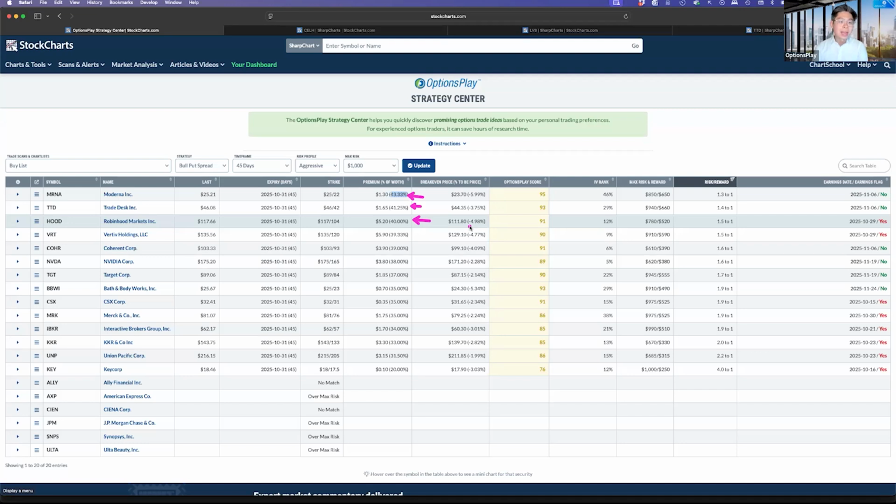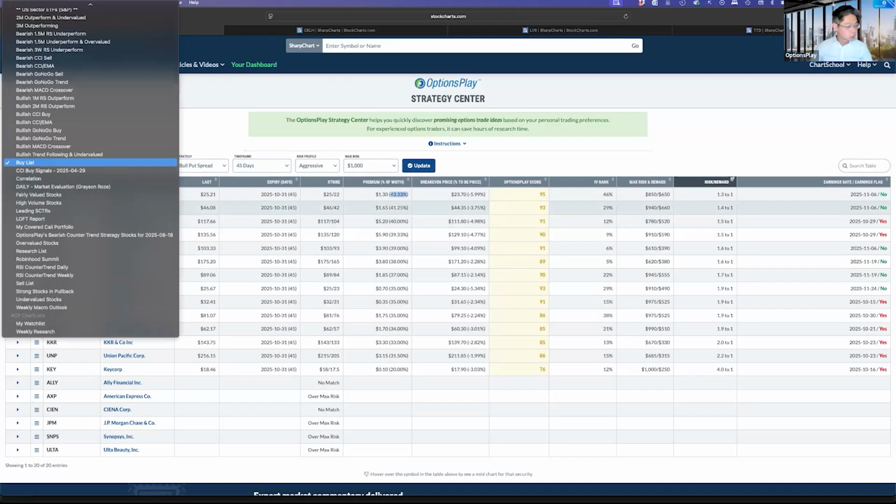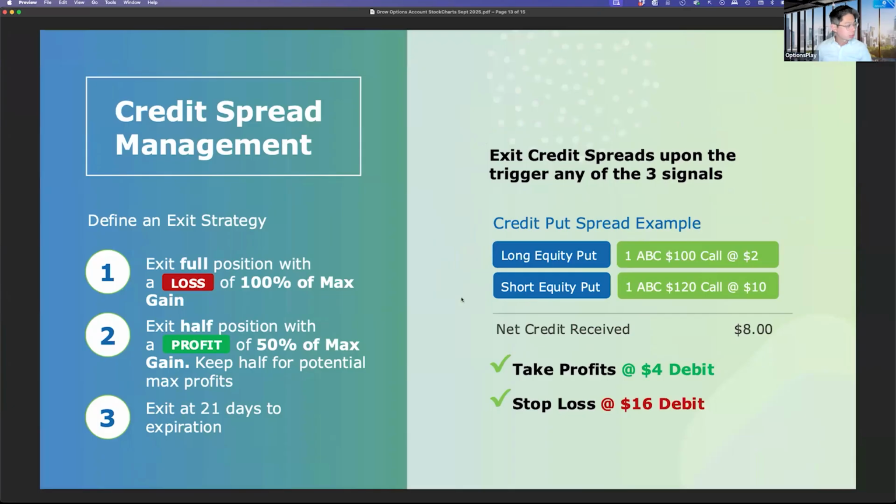And what I want to do is I want to end this by showing you, once you get into one of these trades, how do you manage it, right? Because getting into trades is the easy part. Getting out of it takes a lot more work. So what I want to do is I want to show you a rules-based approach to managing these credit spreads.